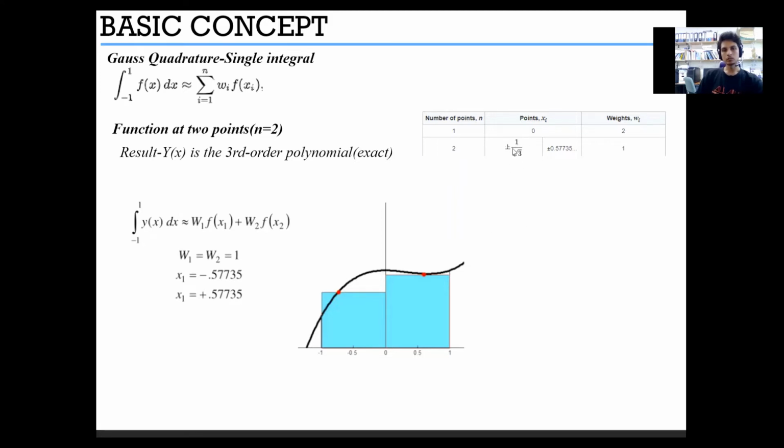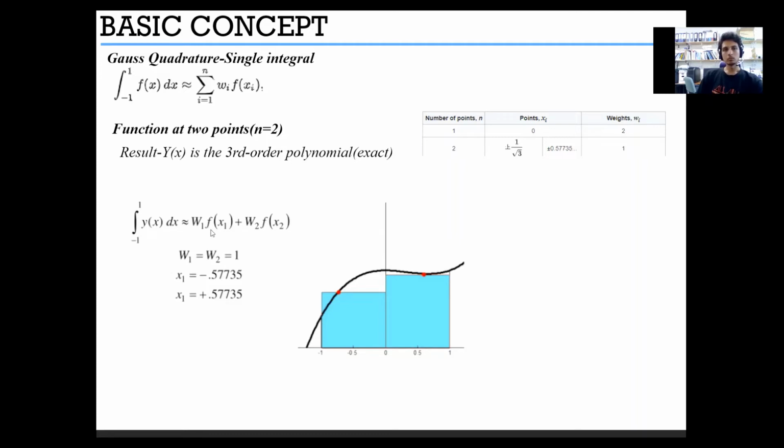In that case, we will put the minus value as x1 and the plus value later. And what about the w? The w is 1, and there will be 2 w's, right? We will follow that the number of x values is equal to the number of w values. So here the number of x values is 2, so the number of w values will be 2.